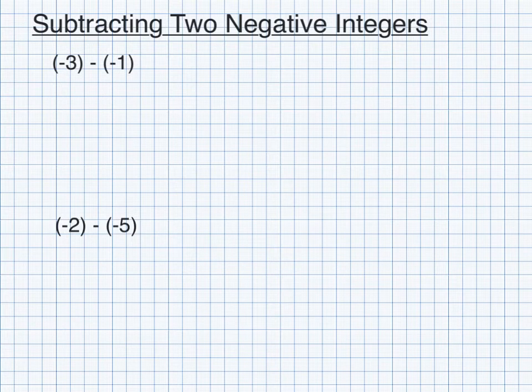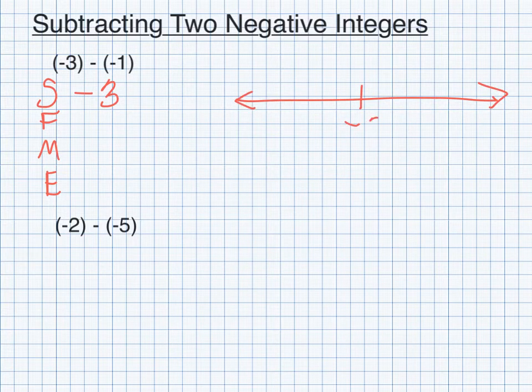Next, I'm going to subtract two negative integers. So again, same thing every single time. Start, face, move, end. I'm going to be starting, reading left to right across my problem, at negative 3. Draw my number line with negative 3 in the center. I'm going to face left because I'm subtracting. I'm going to be moving. Now this is a negative number.